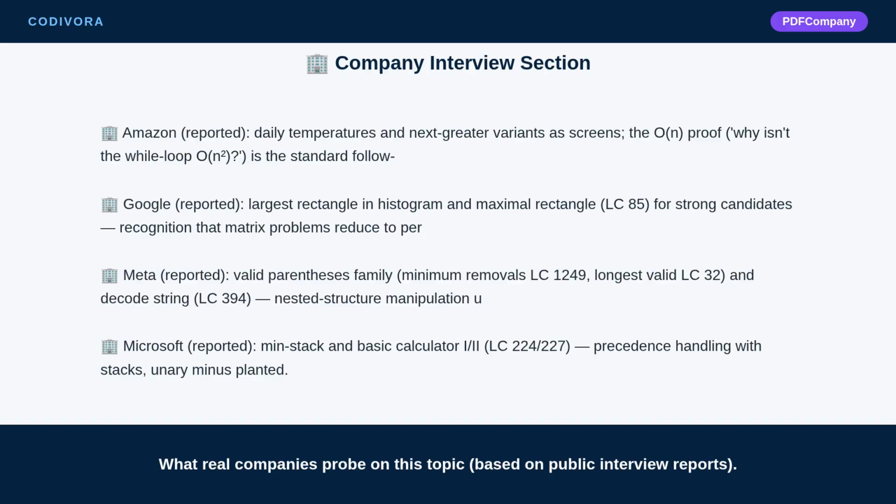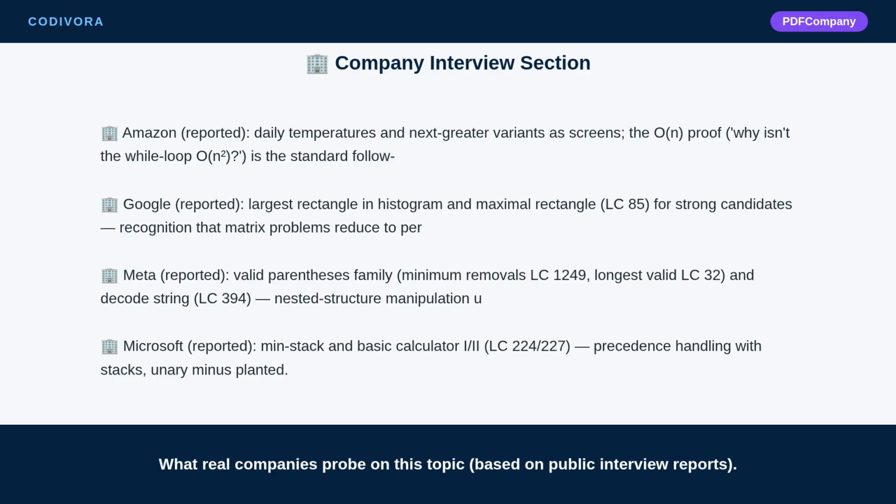Now, the part candidates ask for most: what real companies actually probe on this topic, based on public interview reports, not official statements. Amazon reported Daily Temperatures and Next Greater variants as screens. The O(n) proof, why isn't the while loop O(n²), is the standard follow-up. Google reported Largest Rectangle in Histogram and Maximal Rectangle, LC 85, for strong candidates. Recognition that matrix problems reduce to histograms is what's graded.